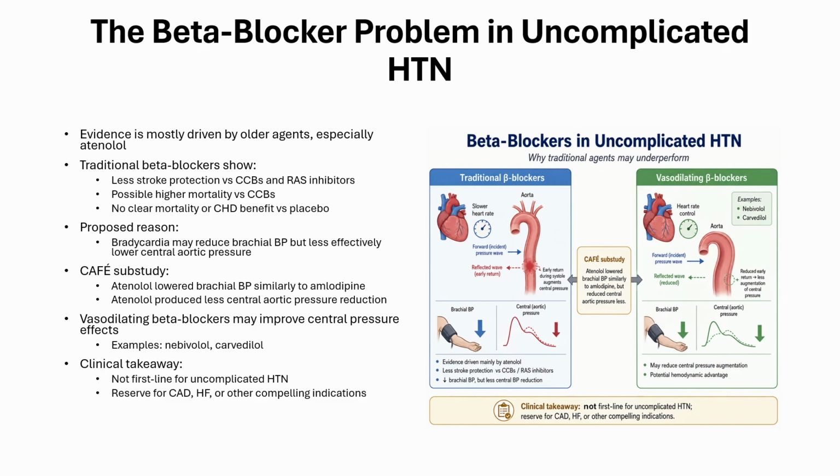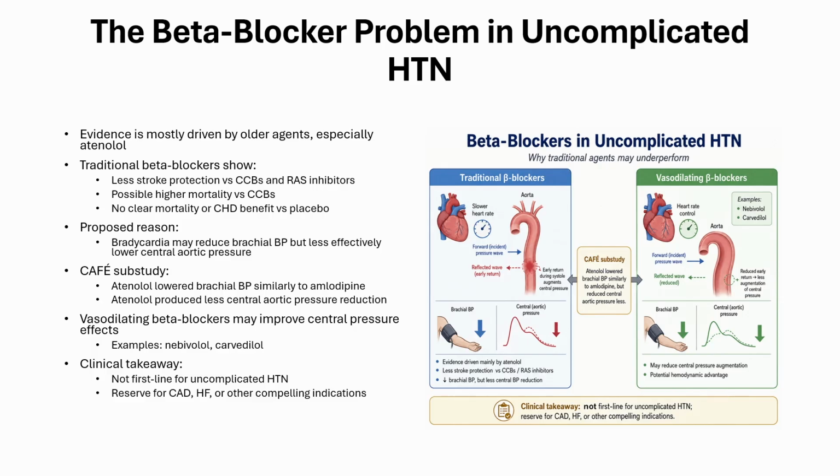Most of the evidence for beta blockers in uncomplicated hypertension is dominated by atenolol. Compared with other first-line antihypertensive classes, traditional beta blockers appear to be less effective for stroke prevention, particularly compared with calcium channel blockers and RAS inhibitors. They may also be associated with slightly higher all-cause mortality compared with calcium channel blockers, while showing no clear reduction in all-cause mortality or coronary heart disease compared with placebo.